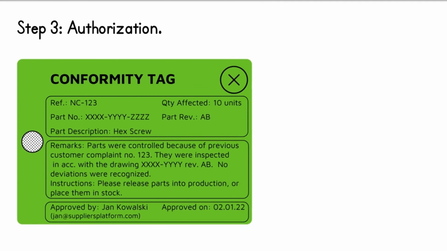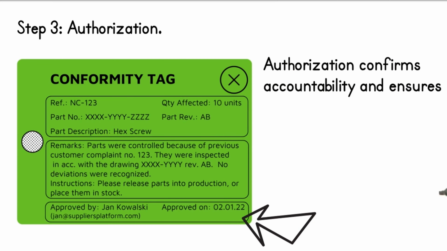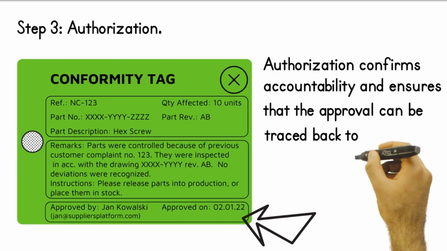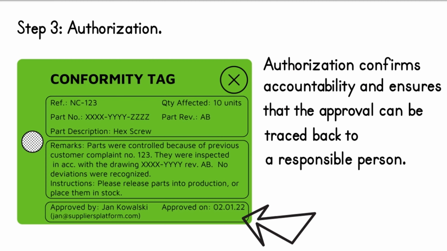Step 3. Authorization. In Step 3, the conformity tag must be authorized. This means writing down who approved the parts, the approval date, and preferably a contact email address. Authorization confirms accountability and ensures that the approval can be traced back to a responsible person.